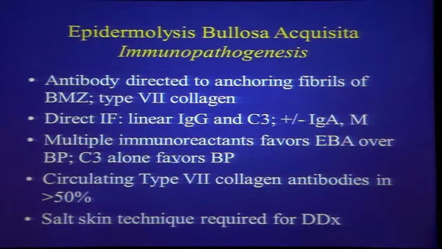If you get C3 alone, that favors pemphigoid. And then you can look for circulating type 7 collagen antibodies, which are present in over 50%. Now, the salt split skin technique is helpful.